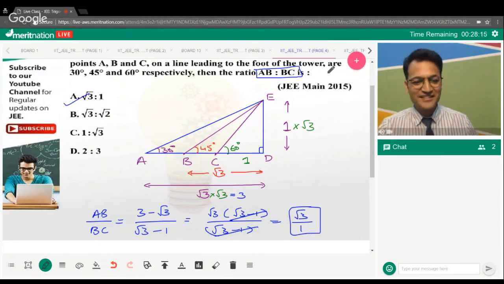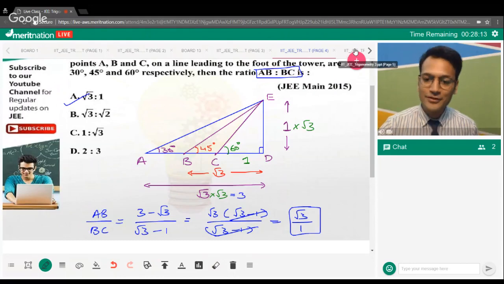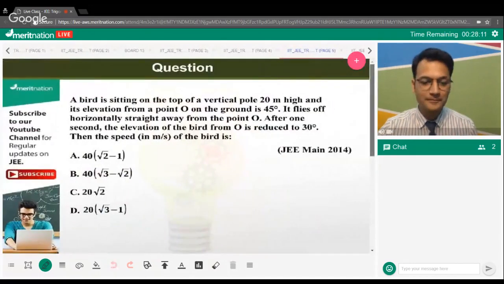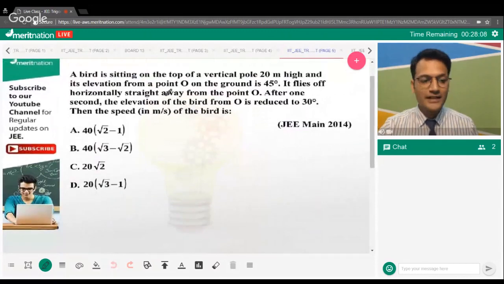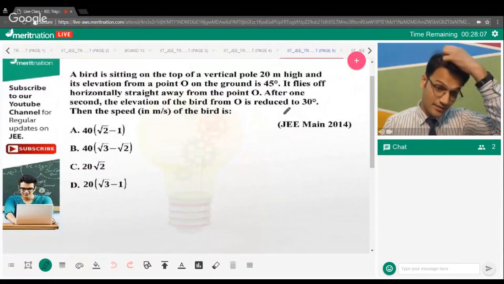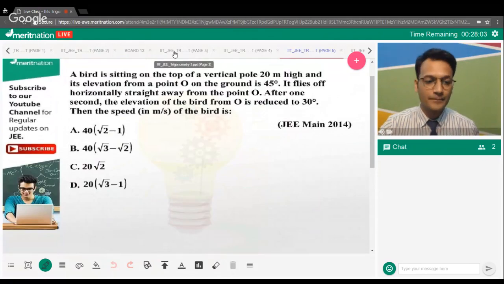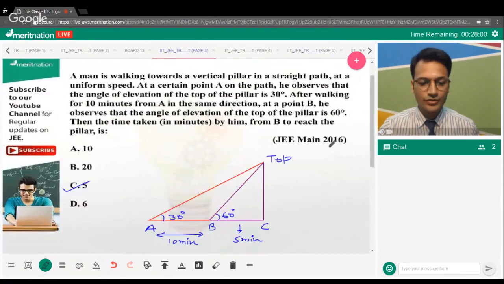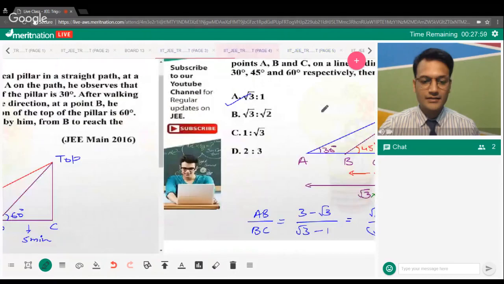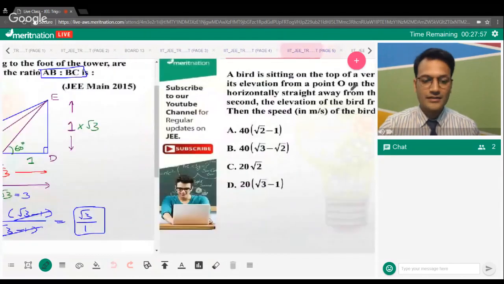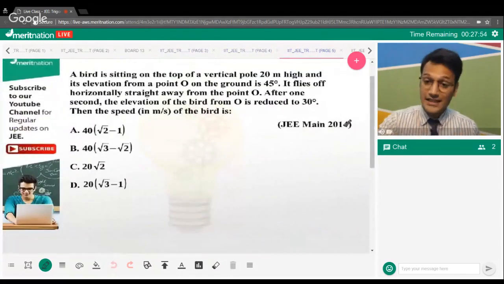I hope this makes sense to all of us. So this is how quickly you can do the question. I have one more question for you. See, a bird is sitting, and one more thing is this heights and distances is something which appears every year. So I can show it to you. Look, 2016 mains, 2015 mains, 2014 mains, 2017 mains, 2018 mains, there were also questions on it, right?